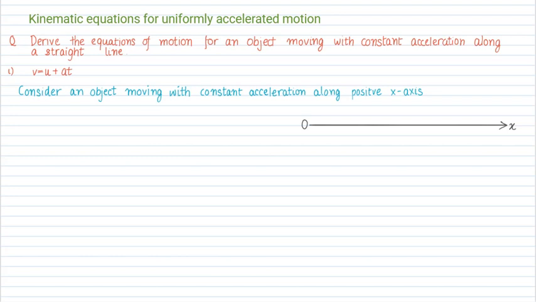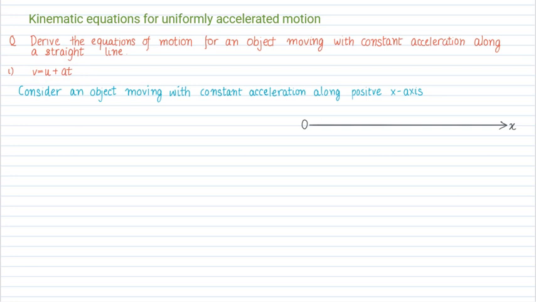In this lesson, we'll discuss kinematic equations for uniformly accelerated motion. That means we will try to derive three equations for a body which is moving uniformly, that means it is accelerating at a constant rate. So derive the equation of motion for an object moving with constant acceleration along a straight line. The first equation we have to derive is v equals u plus at.